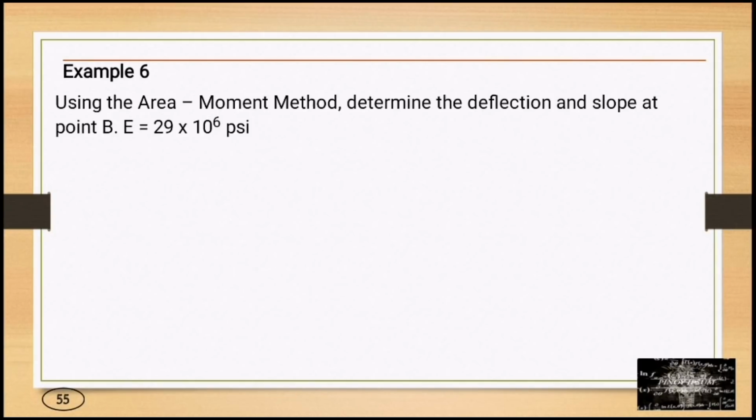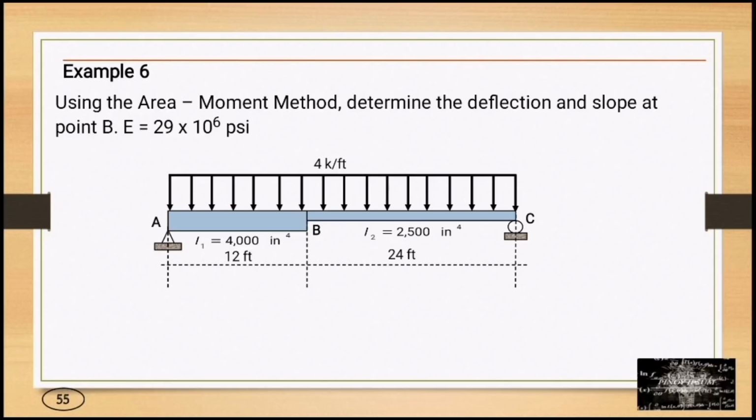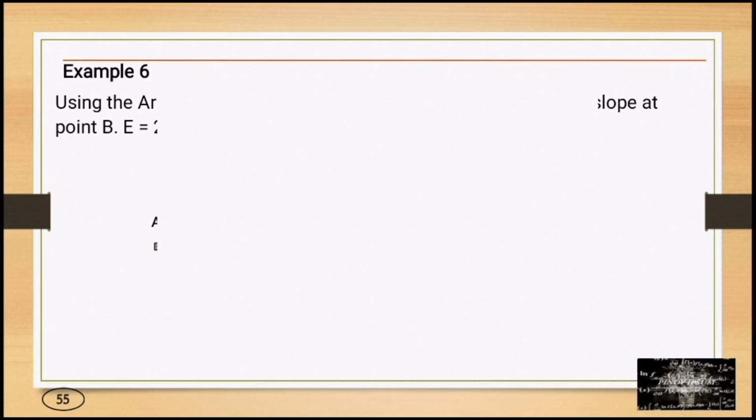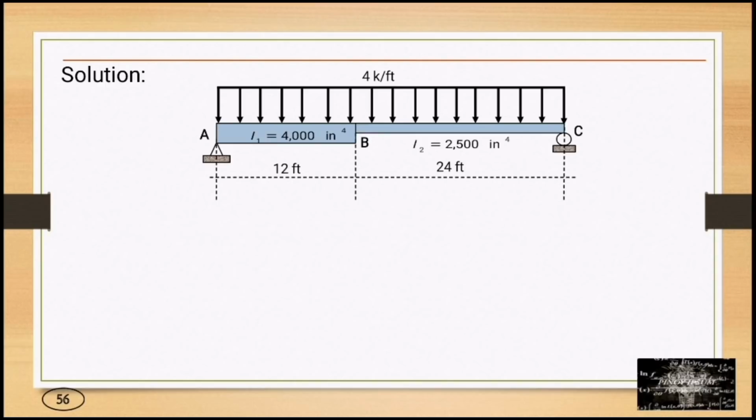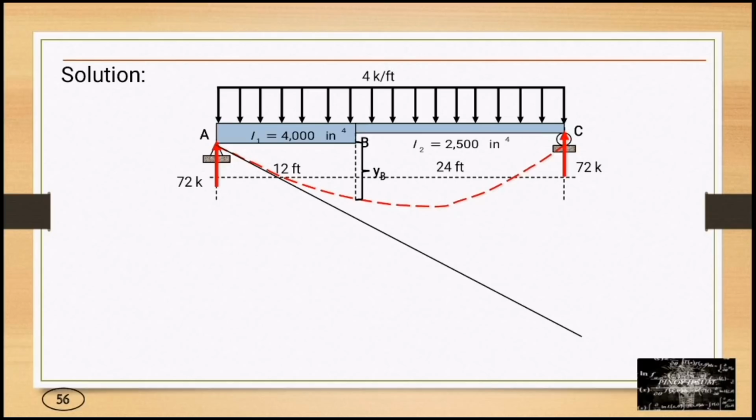Example number 6. Using the area moment method, determine the deflection and slope at point B. E is equal to 29 times 10 to the power of 6 psi. Solution. For reactions, we have 72 kips. We have an elastic curve, then we have YB. We have the tangent line at point A.